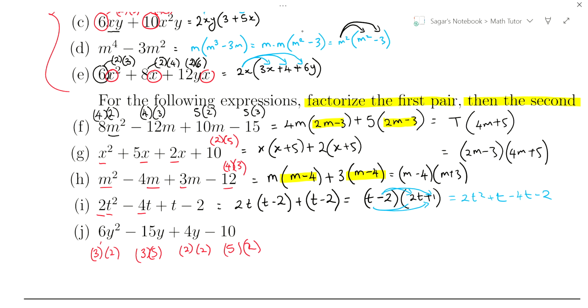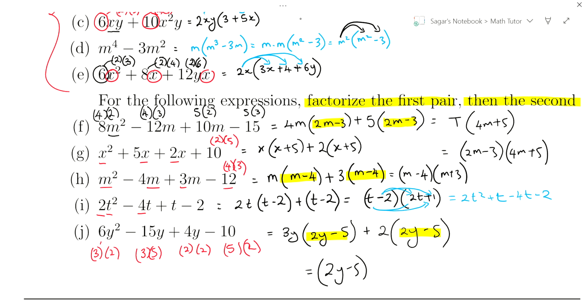So let's factor. I'm going to put out 3y, open brackets, 2y minus 5. In the second case, I'm going to factor out 2. 2, open brackets, 2y minus 5. And now I can factor out 2y minus 5, and that will be 2y minus 5, close brackets, open brackets, 3y plus 2, and that's it.